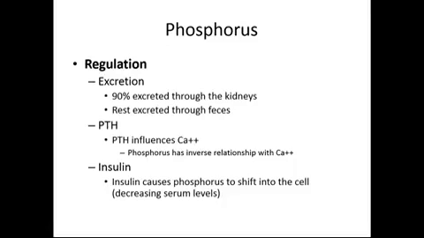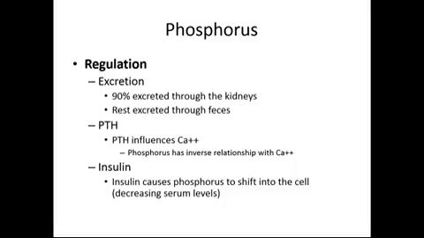It is excreted primarily through the kidneys. It is absorbed in the jejunum of the GI tract. But as you can see, if 90% of phosphorus is excreted through the kidneys, that's going to help you understand what symptoms are going to occur and what things are going to cause hyper and hypophosphatemia.